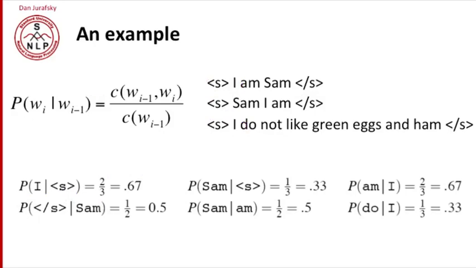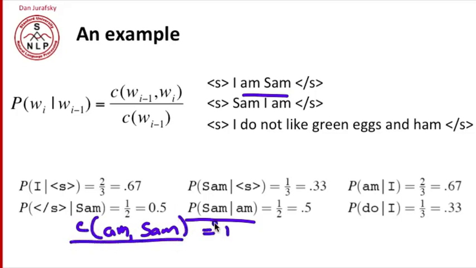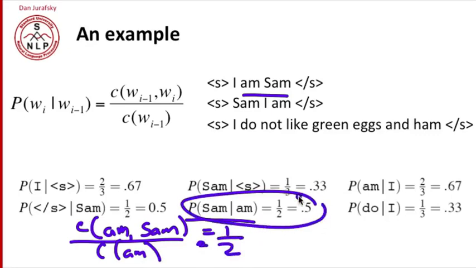And you can see examples of lots of different probabilities here. So for example, let's just pick another one at random. The probability of Sam given the word am. How many times does am, comma, Sam occur? It occurs once. So that's 1. And the denominator is how many times does am occur? And that occurs twice. So that's going to be 1/2. So there's our probability of Sam given am, and so on.